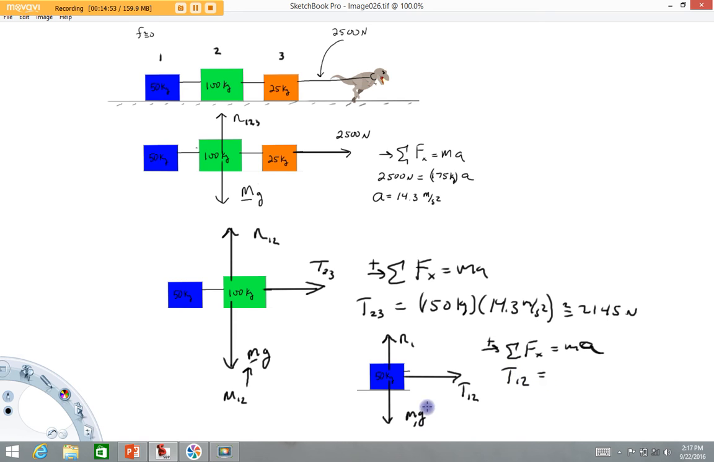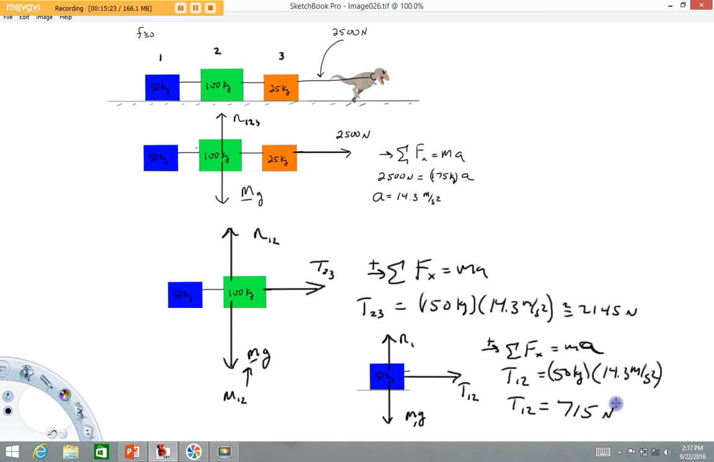And that's going to equal mass, 50 kilograms, times a, which again, mass 1 here also has an acceleration of 14.3 meters per second squared. And I get for a value here, tension 1, 2 of 715 newtons.